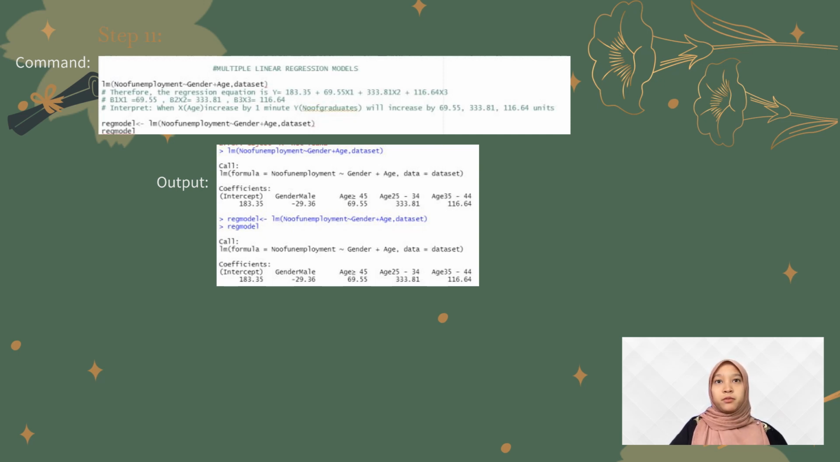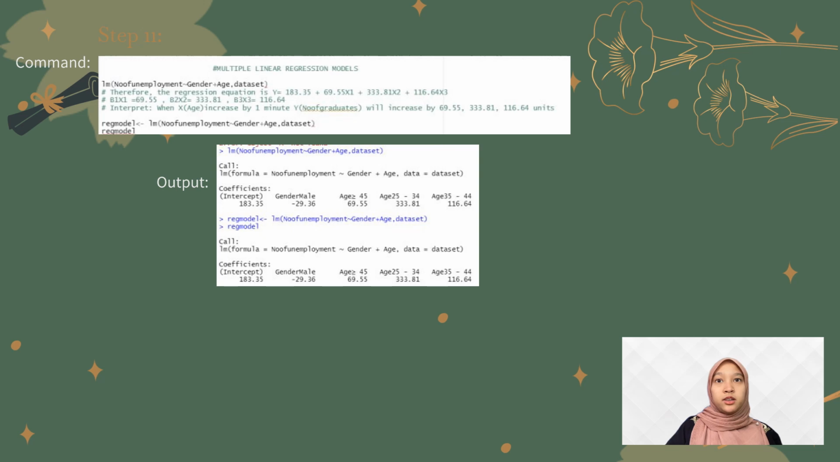Therefore, the regression equation is y equal to 183.35 plus 69.55 x1 plus 333.81 x2 plus 160.64 for x3.